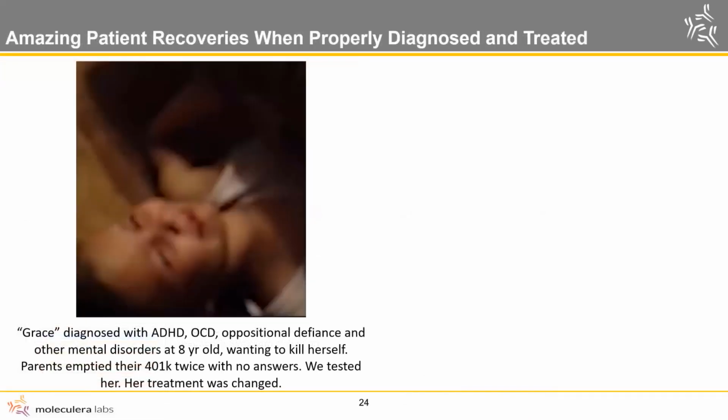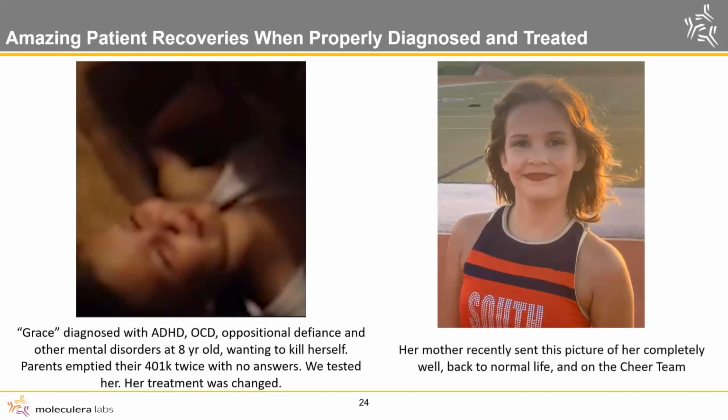We do see some amazing recoveries when patients are properly diagnosed and treated. This is a story about Grace. We have her story on our website. Her mother sent us a video. This is actually an unfortunate situation where she was wanting to kill herself. She was diagnosed at 8 years old with a mental disorder. The parents were searching for answers and emptied their 401k twice. We tested her. She was positive. The physicians changed her treatment. Her mother recently sent us a picture of her completely well, back to normal life, and on the cheer team. And we have many, many good reports of this.